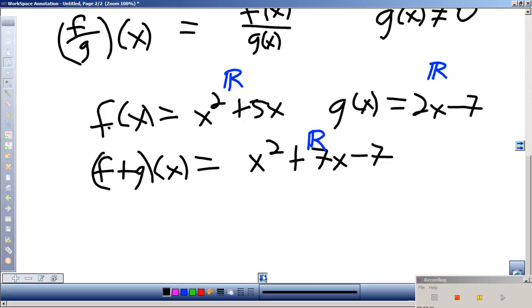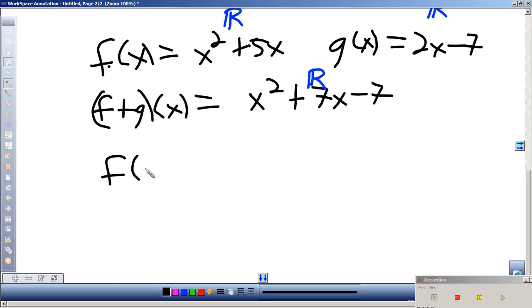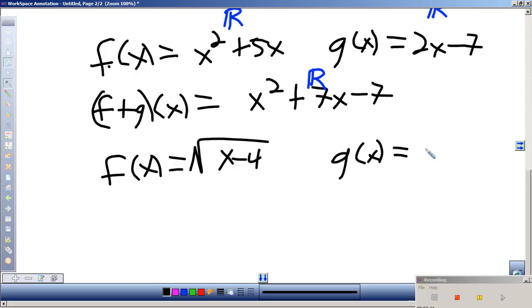Now we start doing a bit more difficult ones. Say f(x) equals square root of x minus 4, g(x) equals, let's just do x plus 1. What would (f + g)(x) be? Actually, do (f - g)(x). What's it going to be?